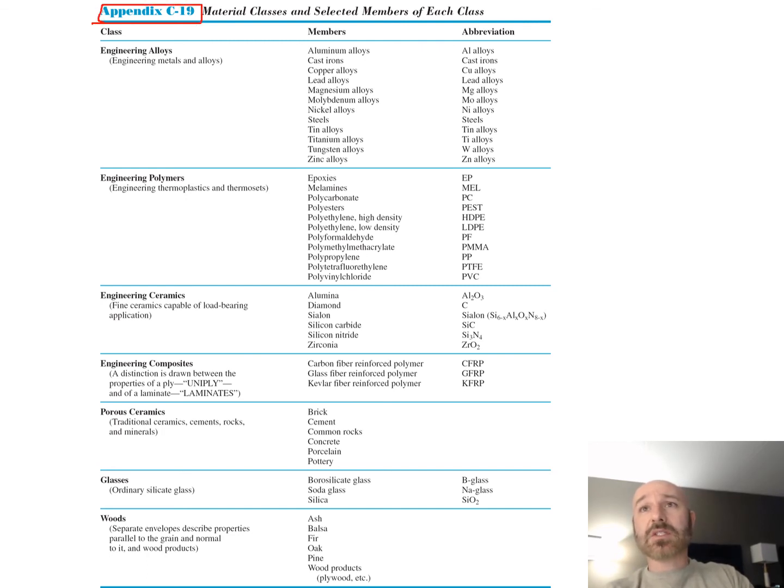This is material classes and selected members of each class right here. So this isn't all of them, but if you're looking for what some engineering alloys are, some engineering metals and alloys, here are the members and the abbreviations for them. So you might see something specified. It needs to be a nickel alloy. What is that? Ni alloys, okay, it's a nickel alloy.